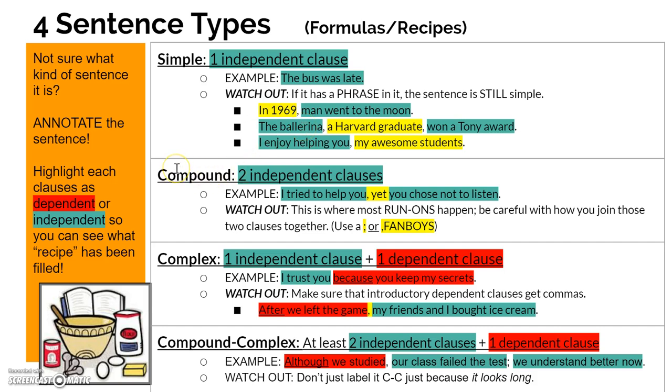The second sentence type is compound, and that's when you have 2 independent clauses. Here's one example. "I tried to help you, yet," FANBOYS word, "you chose not to listen." This first half is a complete sentence, and the second half is a complete sentence. I have 2 independent clauses, joined correctly by a comma and FANBOYS word. So this is all good.